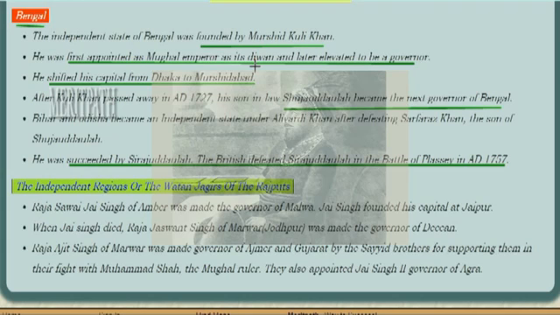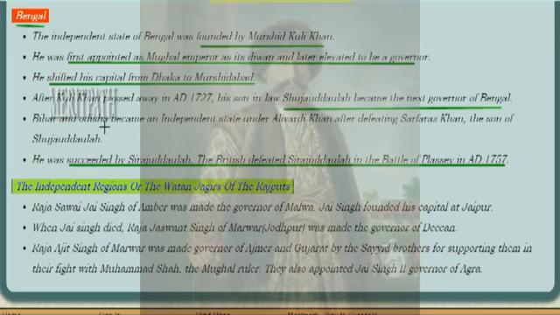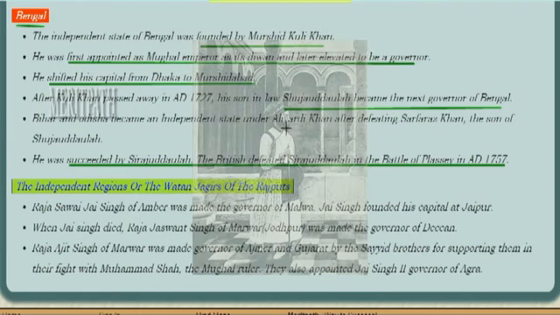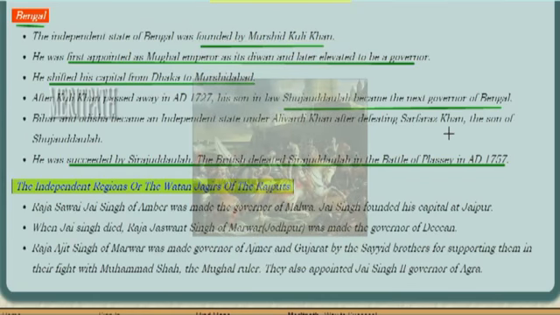He was appointed as the first Mughal emperor's Diwan, and later he became the governor. And then he shifted the capital from Dhaka to Murshidabad. After his death, his son-in-law Shujauddaulah became the next governor of Bengal. And Bihar and Odisha became independent states under Alivardi Khan.